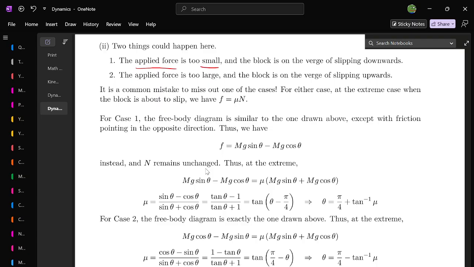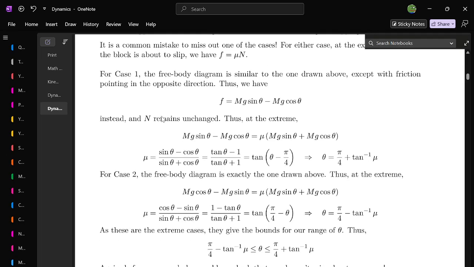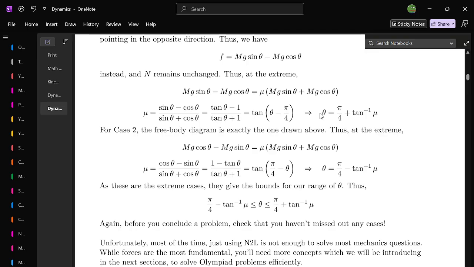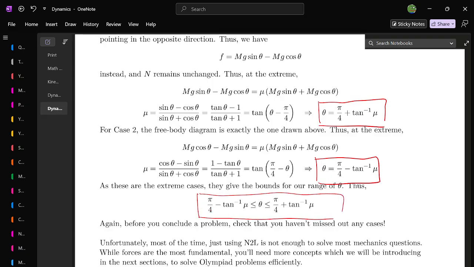So here I've done the analysis for both case one and case two. You can see that the analysis is also quite simple. It's just applying Newton's laws and what you have already learned. And then you get two extreme values of theta here. So your range of theta is bounded by these two extreme cases as given like that.